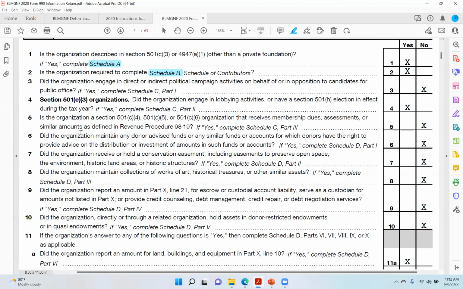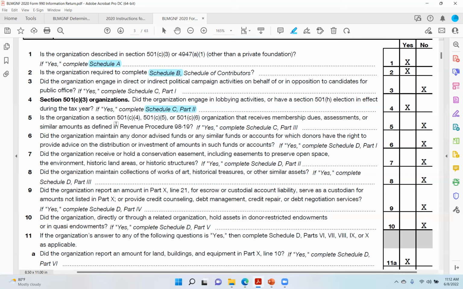Number 4, Section 501(c)(3) organizations: Did the organization engage in lobbying activities or have a Section 501(h) election in effect during the tax year? If yes, complete Schedule C. They said yes, so we should be able to see Schedule C, and they completed Part 2 of Schedule C. All right.